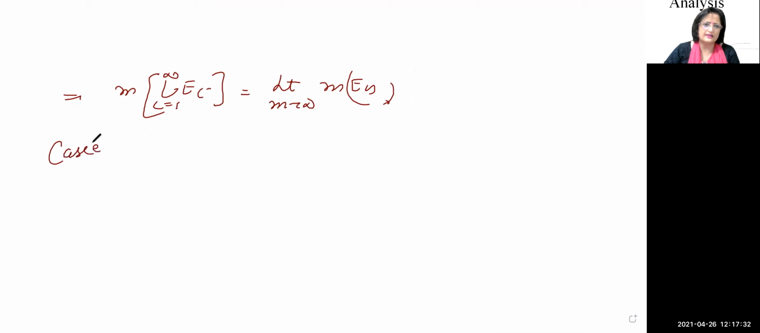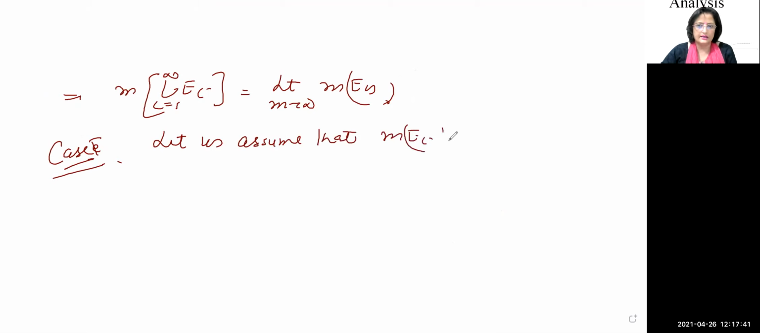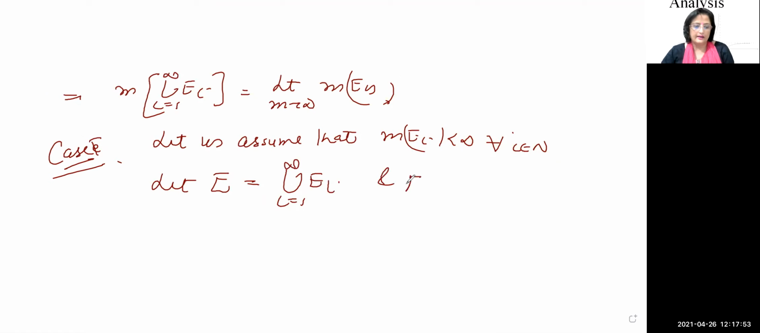So now case number 2. That was case number 1. So let us assume that measure of Ei is less than infinity for all i belongs to n. So let E be the union; first of all we named the union E. And Fi is equal to Ei plus 1 minus Ei. The complements we named as the set Fi, right?